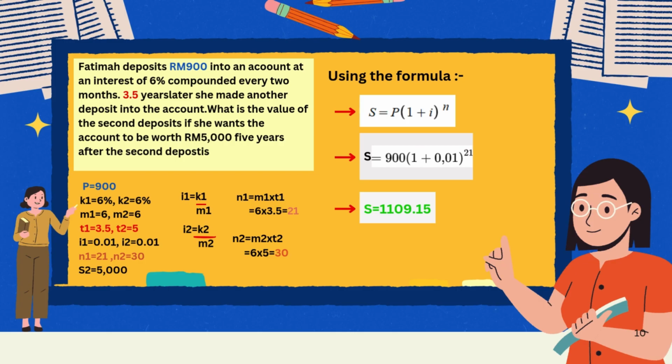P equal to 900, K1 equal to 6%, K2 equal to 6%, M1 equal to 6, M2 equal to 6, T1 equal to 3.5, T2 equal to 5. I1 equal to K1 divided by M1, we will get 0.01. I2 equal to K2 divided by M2, we will get 0.01. N1 equal to M1 times T1, we will get 21. N2 equal to M2 times T2, we will get 30.